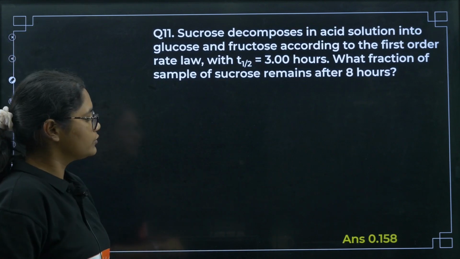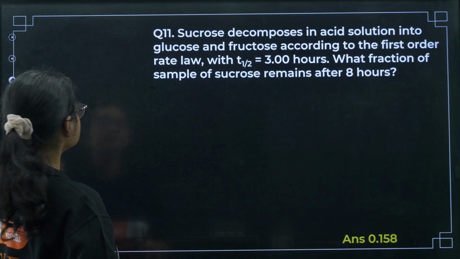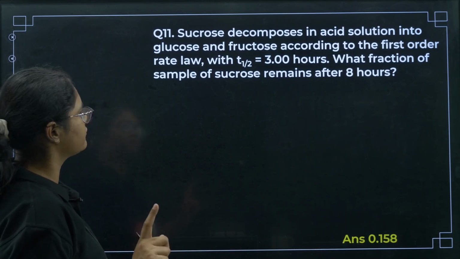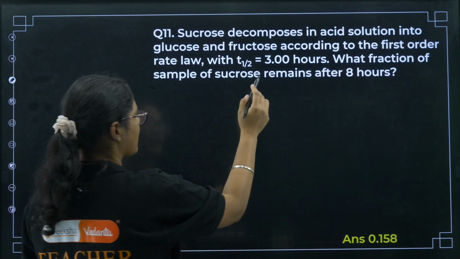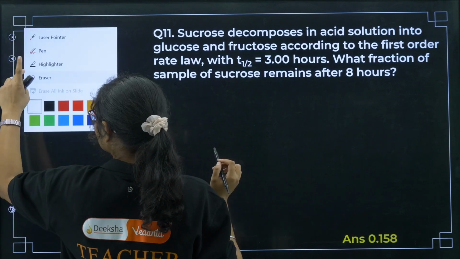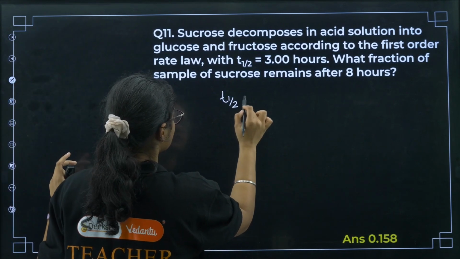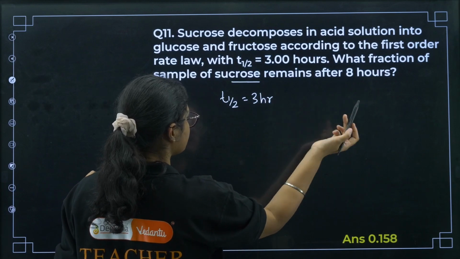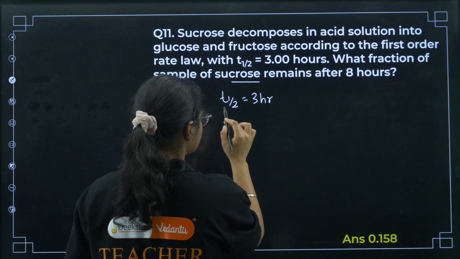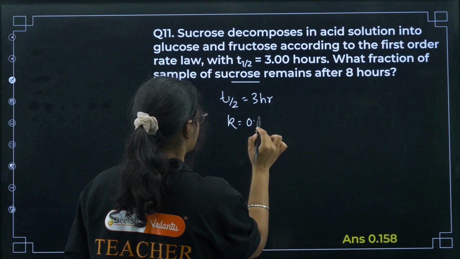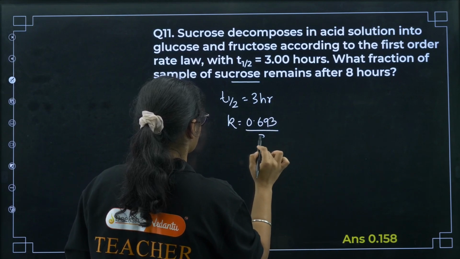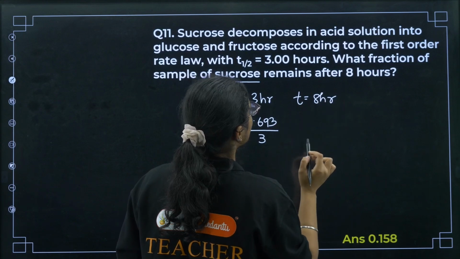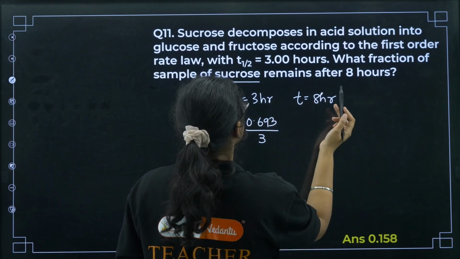Okay, now coming to another question here: sucrose decomposes in acid solution into glucose and fructose according to the first order rate law with T half of 3 hours. Now what fraction of a sample of sucrose remains after 8 hours? Okay, this is very simple. T half is given, so I can calculate the K value. Next, time is asked in the question, 8 hours, and what fraction will remain after that.